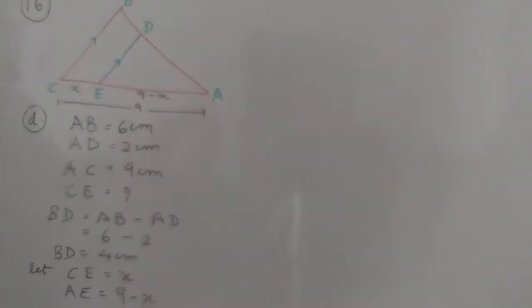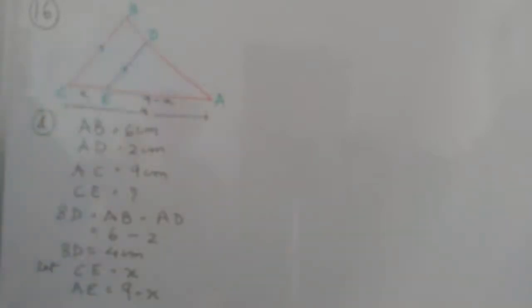Question 16, I take number D. If in this same figure AB is equal to 6 centimeters, AD is equal to 2 centimeters, and, given in the question, AC is equal to 9 centimeters, we want to find the length of CE. For that, see the figure first of all. AD is this much part and BD is this much part. So if I subtract AD from AB, I write AB minus AD, then I get the value of BD. This is 6 minus 2, 4 centimeters.